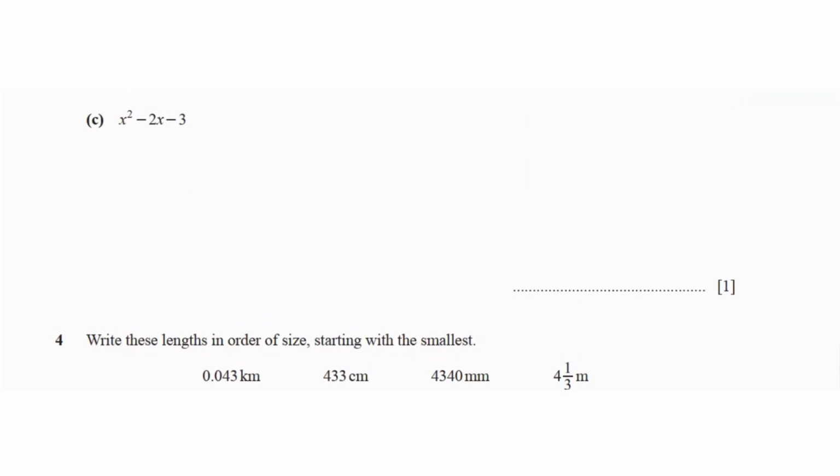Now we have this quadratic equation. I have to factorize this. So it's going to be x squared minus 3x plus x minus 3. Why minus 3x plus x? Because 3 has the factors of 3 times 1. And if we do 3 minus 1, that's 2.